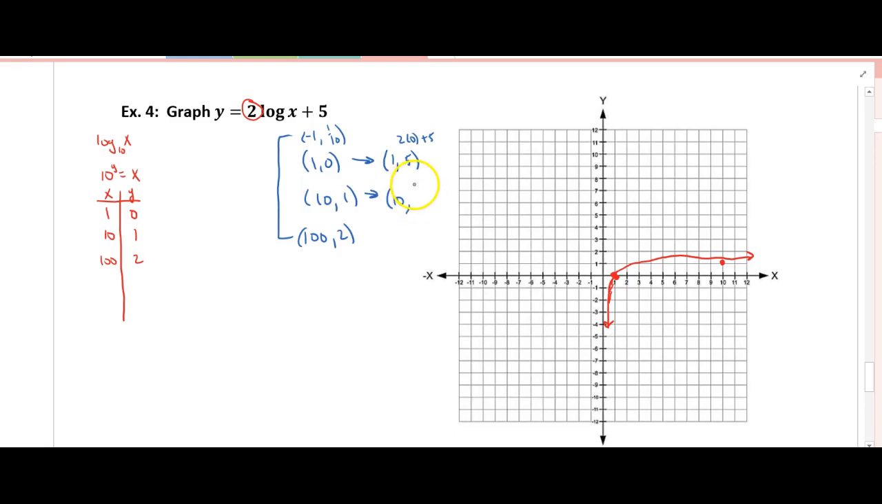So now I'm going to do 10, and then comma, I'm going to take 2, multiply it by 1. That's the y coordinate here. And then I'm going to add 5, which puts me at 7. If I did it for this ordered pair down here, it'd be 100, comma, 2 times 2, which is the y coordinate, plus 5, which gives me 9. So I'm going to go from 1, 0 to 1, 5. I'm going to go from 10, 1 to 10, and up to 7. And my asymptote still stays the same, and that's what it would become. Okay, so remember, you're doing 2 times the y value and then adding that constant on the outside.